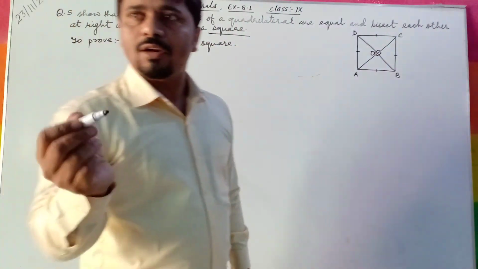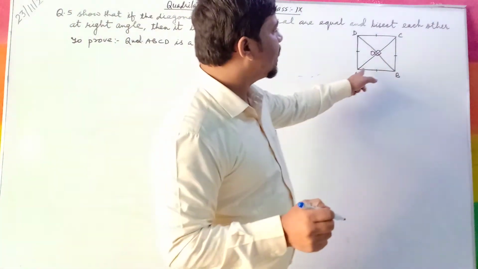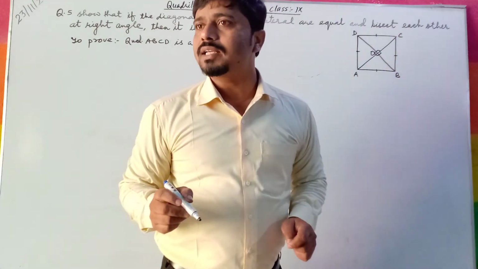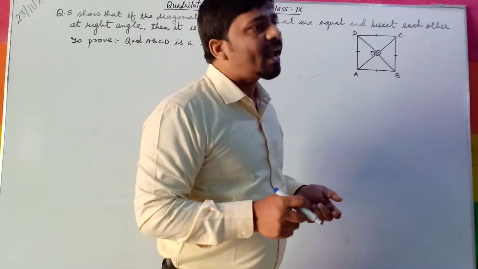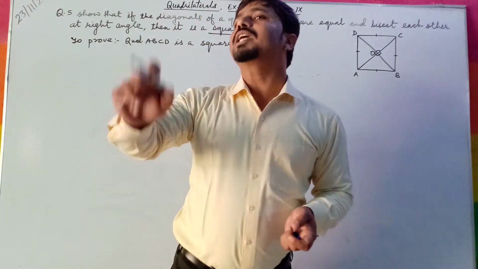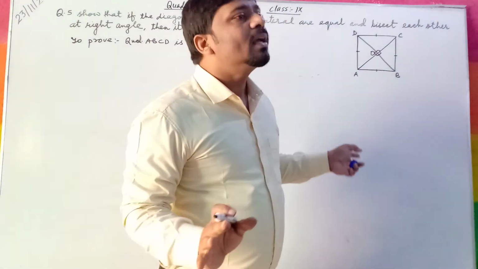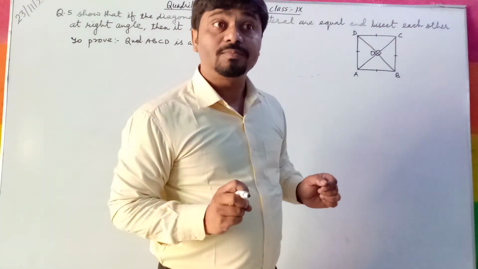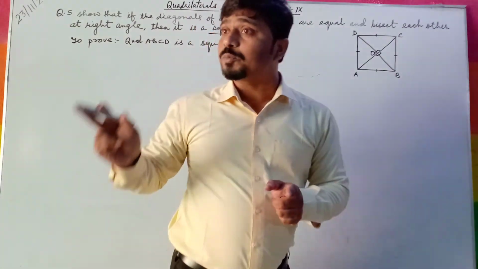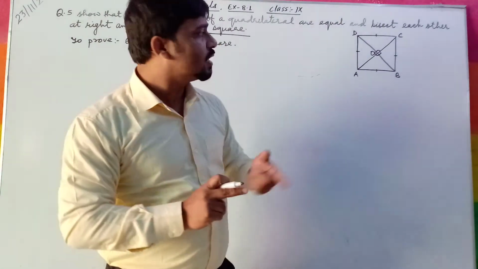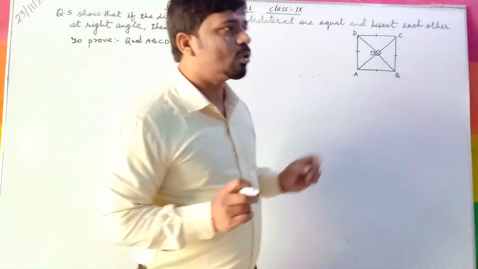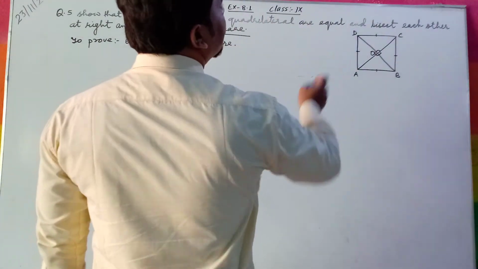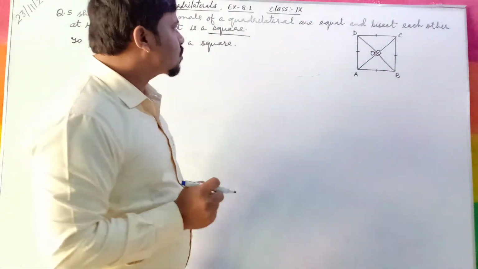And with all sides equal, you need to prove each of the angles is 90 degrees. Otherwise, if you prove only that each angle is 90 degrees, then it can be a rectangle. If you prove only that all sides are equal, then it can be a rhombus also. So you have to prove all sides are equal as well as each angle is 90 degrees. Both properties you have to prove. Then you can say the given quadrilateral is a square.